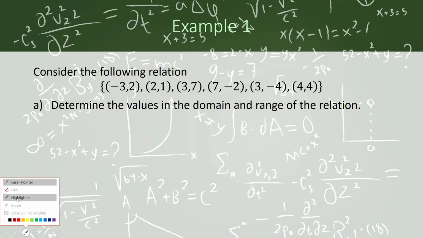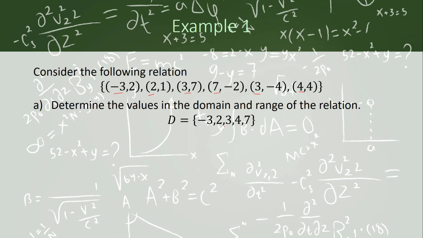Well, remember, the domain is all the x values, and that will be 3, negative 3, 2, 3, 7, 3, and 4. And there they are, 3, 2, 3, 4, and 7. The range will be all the y values, 2, 1, 7, negative 2, negative 4, and 4. And they don't need to be ordered, but I just do that for convenience. And there they are, negative 4, 2, 1, 2, 4, and 7.